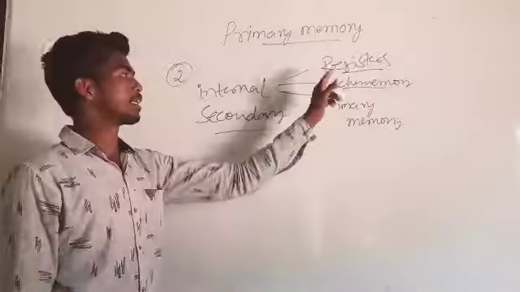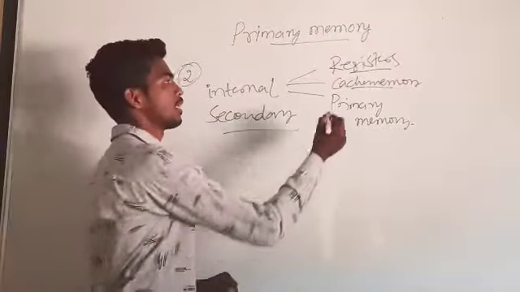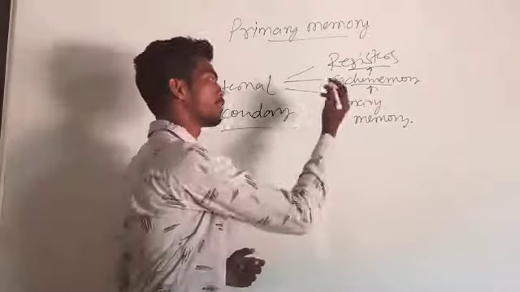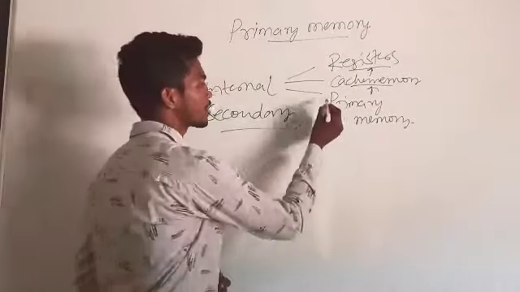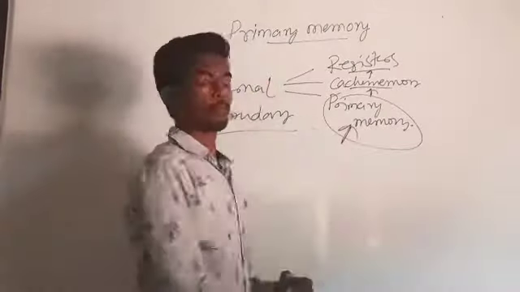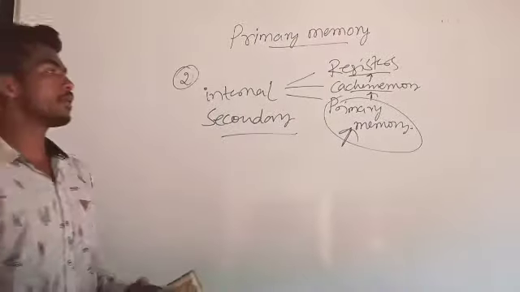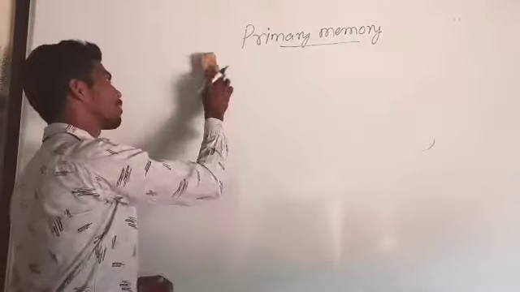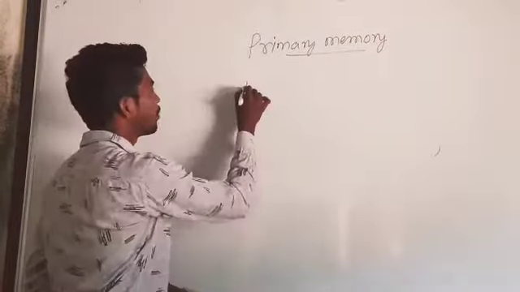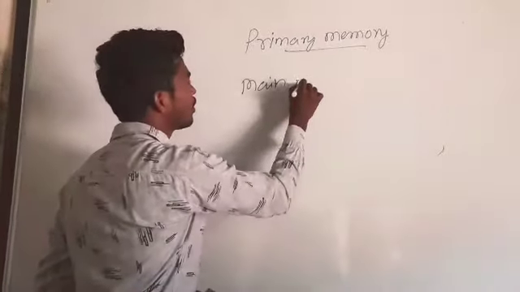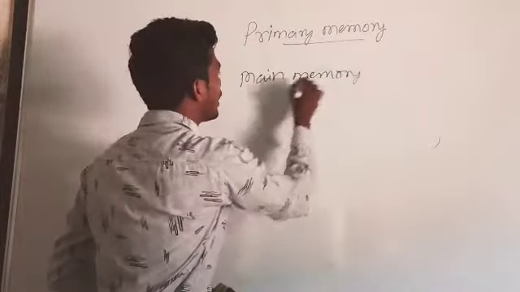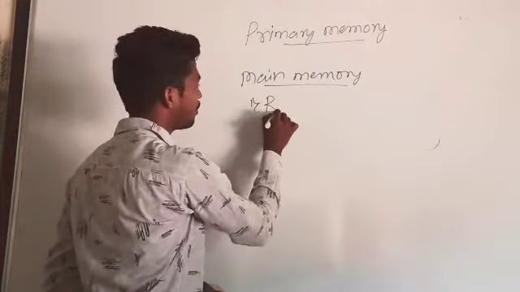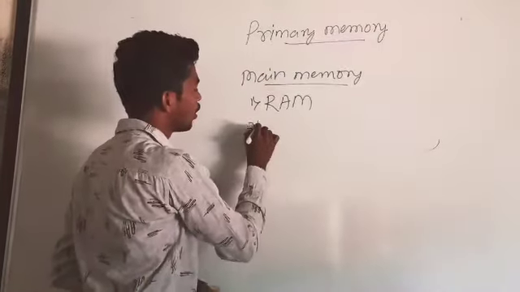What do you mean by a register, and what are the different types of registers and cache memory? What are the features of cache memory and the different types of cache memory? In this video lecture we are going to discuss primary memory, which is nothing but the main memory. It's a type of internal memory, and it's also called the main memory of a computer. In this main memory we have two different types: one is RAM and the other is ROM.